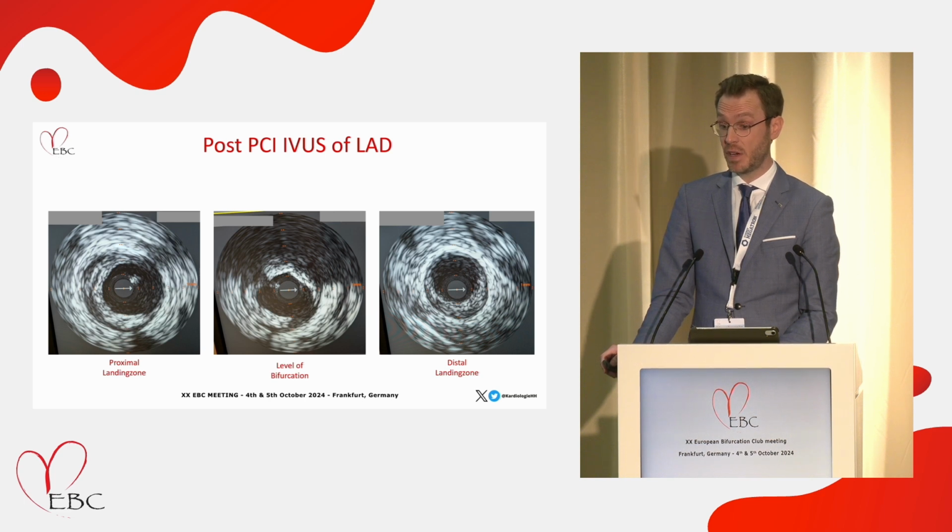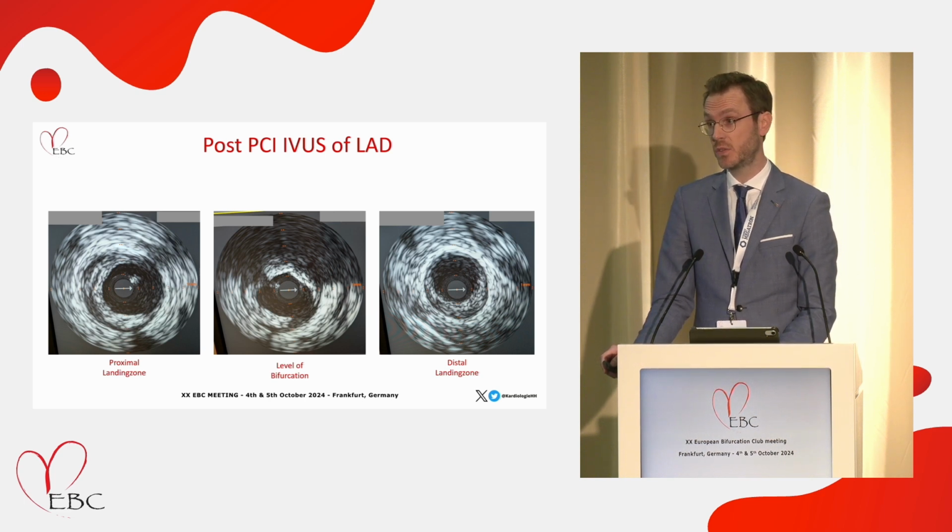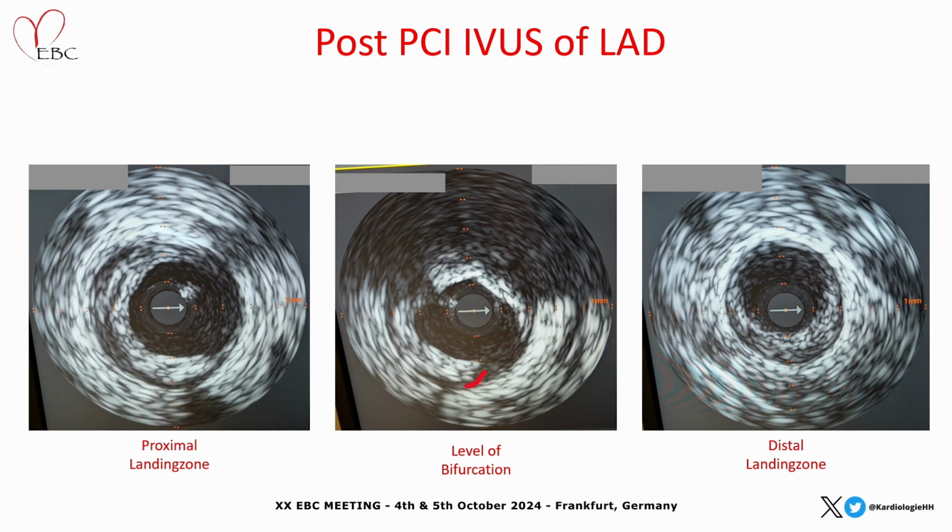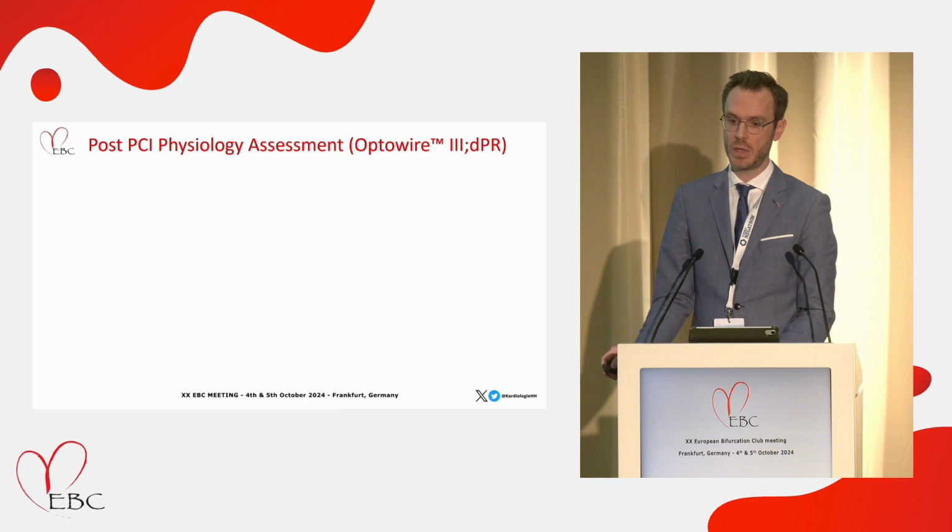And at the level of the bifurcation, remember it was 270 degrees of calcium. You have good lumen gain, but you have a little bit of a dissection. You can see it here. It's 45 degrees of a dissection. As Bruno Scheller said, you have to create dissections if you do DCB. So there is a dissection, of course. You can see it in angio, but it was not flow limiting.